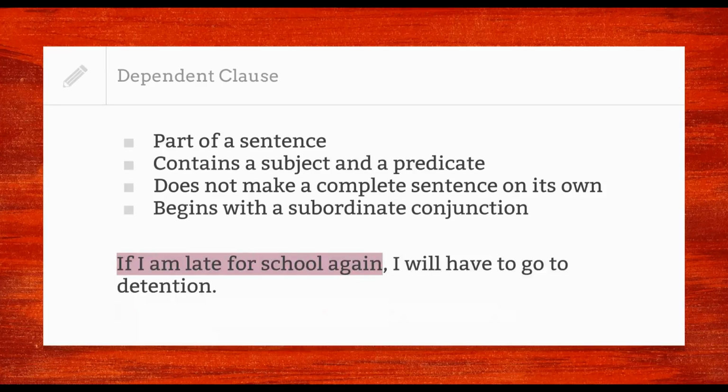So here we have an example. If I'm late for school again, I will have to go to detention. Here, the part that's highlighted in purple is a dependent clause. If I am late for school again, that leaves you asking, well, what else? So it's not a complete sentence on its own. And that's because of the word if at the beginning. That is one of those subordinate conjunctions that turns what would be a complete thought, I am late for school again, into a dependent clause with that if. It leaves us asking, yeah, and what else? That's why it needs the rest of the sentence, that independent clause, to make a complete sentence.